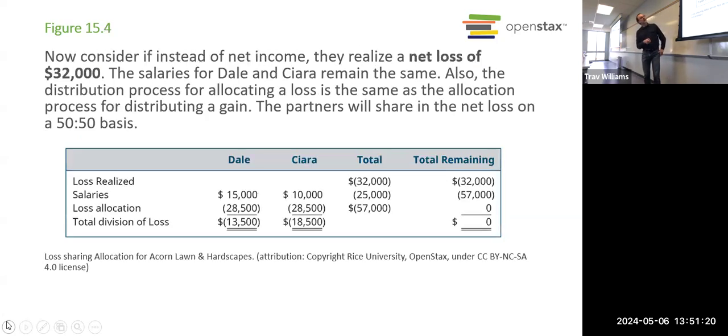Okay, here's another example. There's a loss. The company lost $32,000, and there are salaries. So again, $25,000 goes to just covering their salaries, plus they lost the $32,000. That means $57,000 of capital has been used up. That gets equally divided. So that means each partner loses $28,500 of capital. But then when you factor in their salaries, you see the net loss, right?